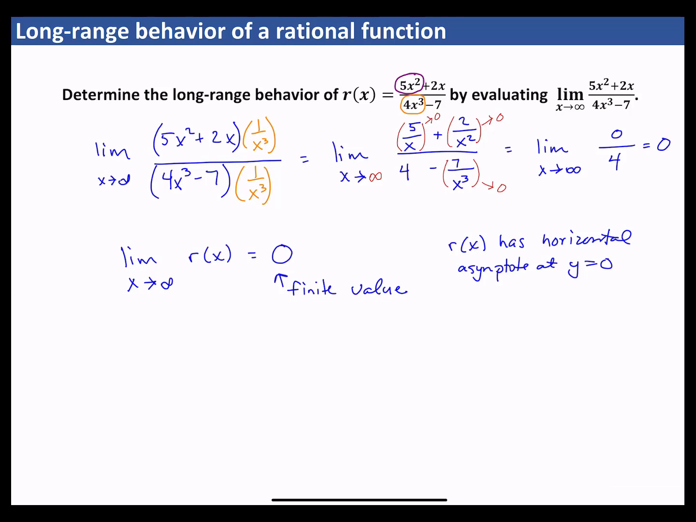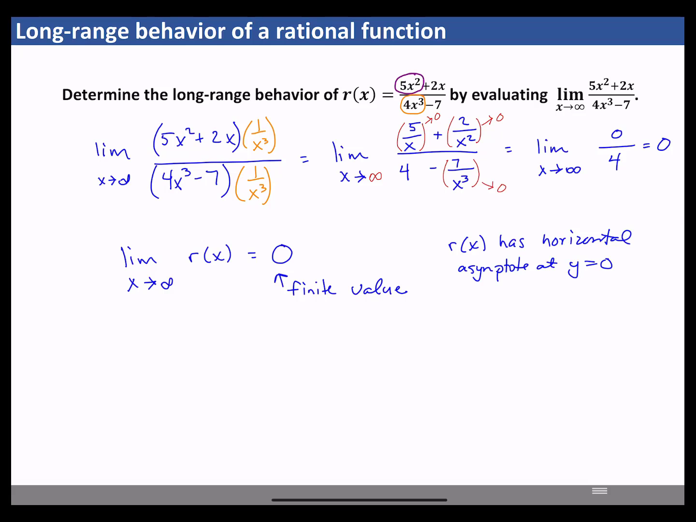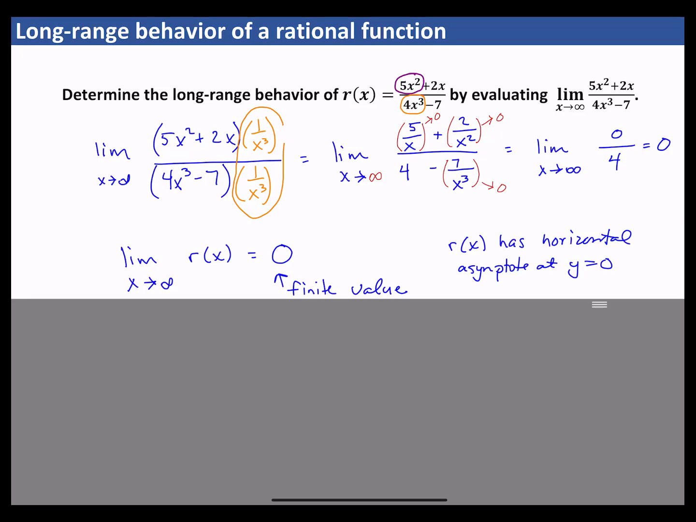So in this particular case, we saw that the numerator had a smaller degree, 5x squared, than the denominator, which was 4x cubed. And so the numerator was growing relatively slower than the denominator. We could repeat this analysis by identifying the greatest degree, multiplying by 1 divided by x raised to that degree in the numerator and in the denominator in order to determine the long-range behavior of any rational function and try to see if it has a horizontal asymptote. Indeed, you're going to do just that in the activities in this section.